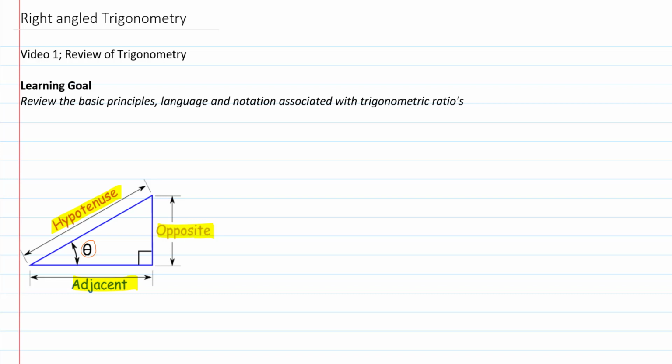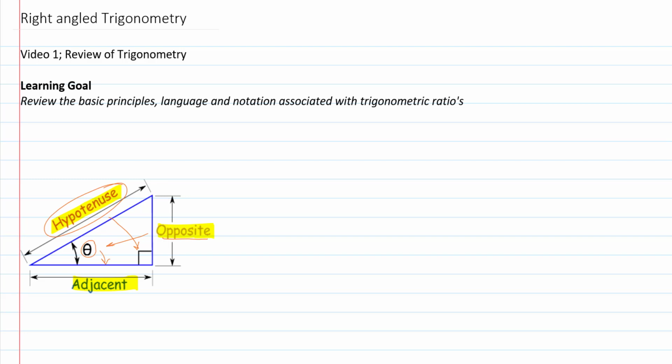You'll notice that the opposite side is opposite theta, and the adjacent side is next to theta, and adjacent of course is another way of saying next to. The hypotenuse means the longest side and is also found directly opposite the right angle. And if you take some time to think about that, it'll make a bit of sense why that is.